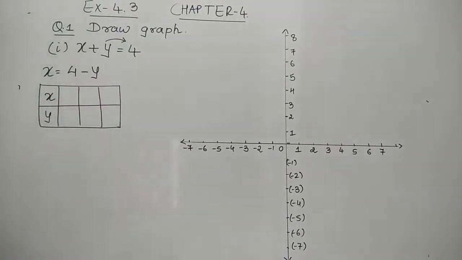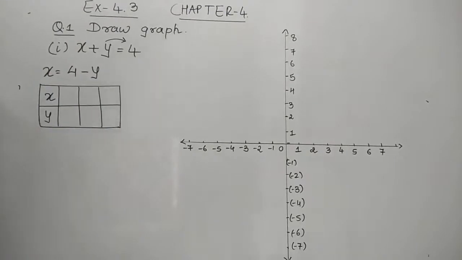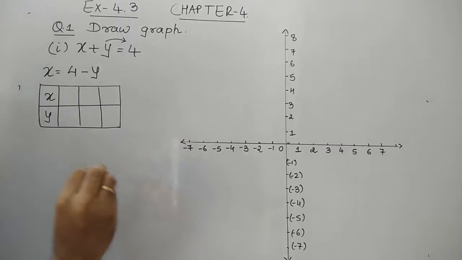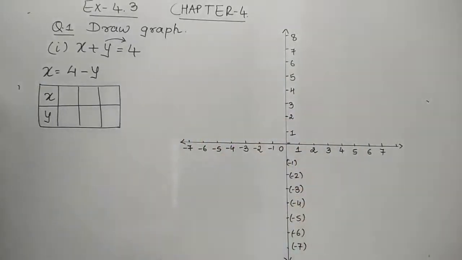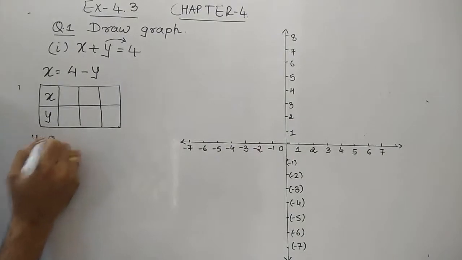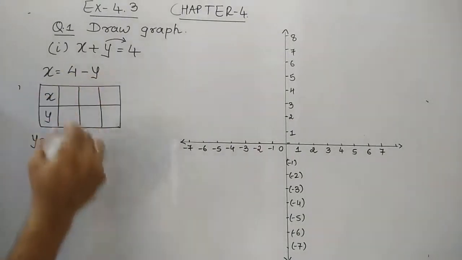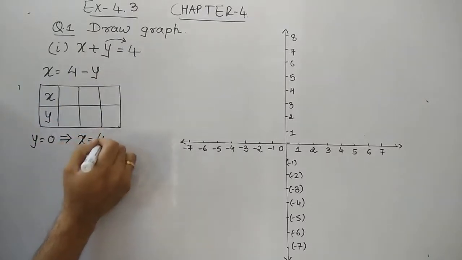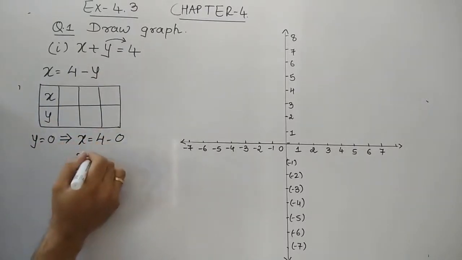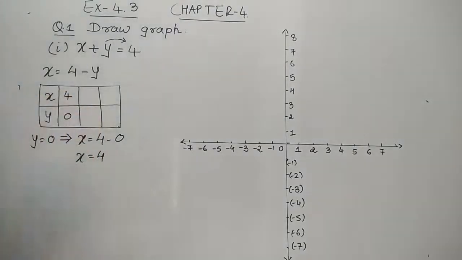Now the question arises, for which value should I go? Which value of y should we start with? So we can start with any value, but remember we'll stick to those values which can be easily represented on the graph. So let me start with the y value 0. When I substitute y equals 0 in this equation, I will obtain x equals 4 minus 0, so x equals 4. So when y is 0, x is 4. This is one solution we obtain.